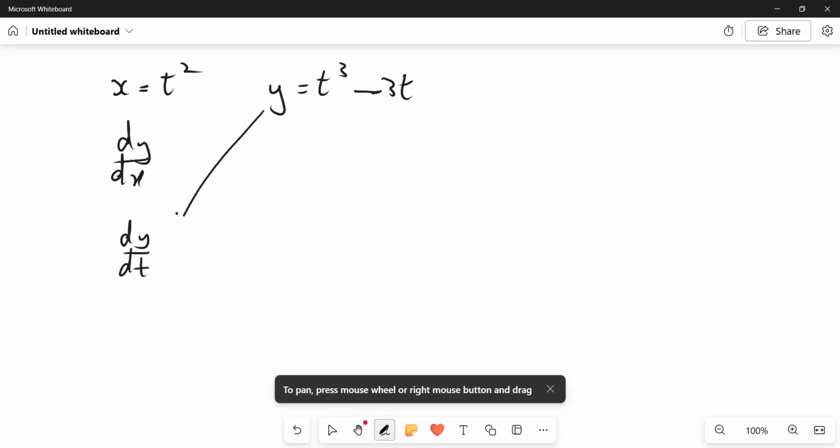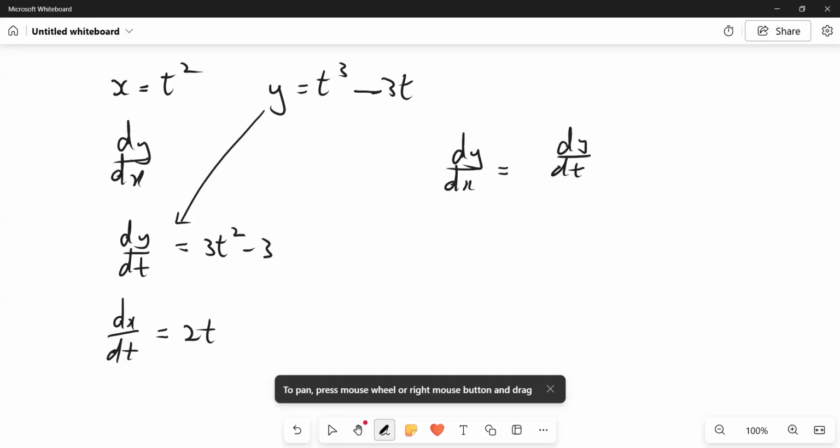And from this here, you will get dy/dt equals 3t squared minus 3. And you also need dx/dt, which is 2t. And you divide this by this. So dy/dx, we said, is going to be dy/dt over dx/dt.